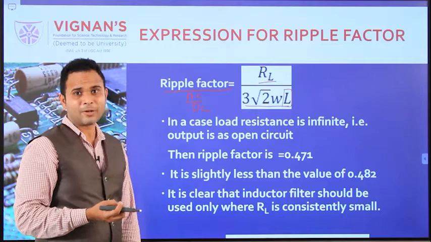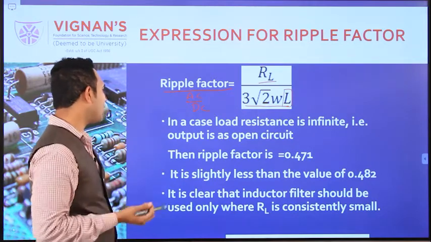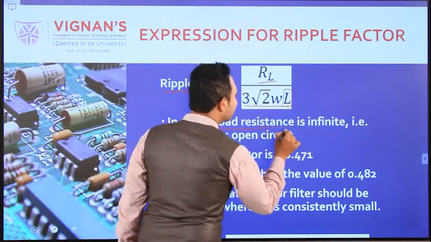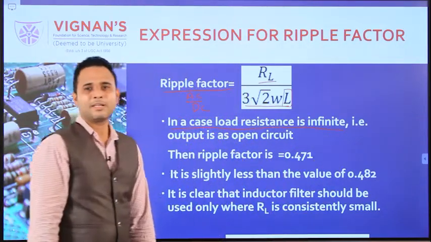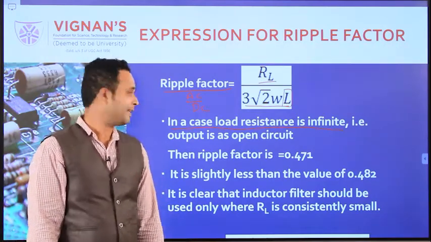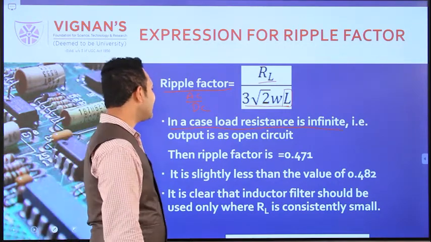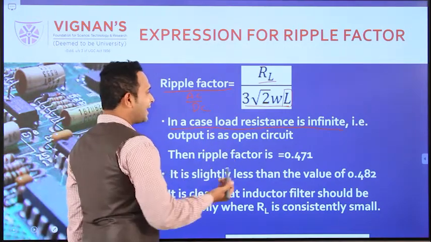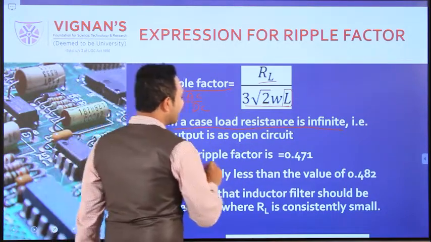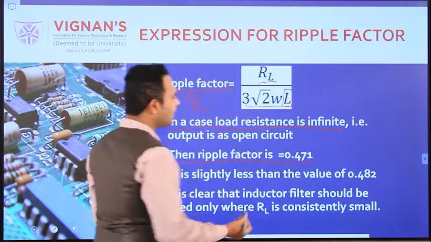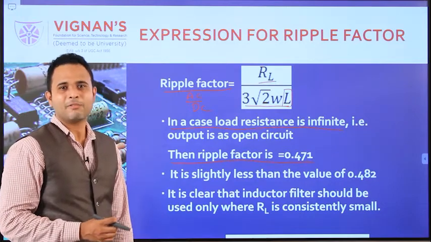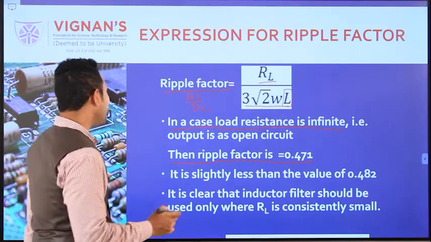For this we have to know about two types of operations. The first operation is the case where the load resistance is infinite. For example, the RL value, the load resistance value, is infinite. In this case, when we apply the analysis for the inductor filter, we get a ripple factor of 0.471. 0.471 is a very small amount.